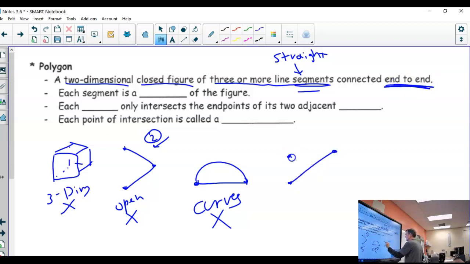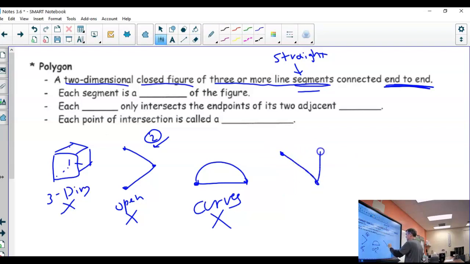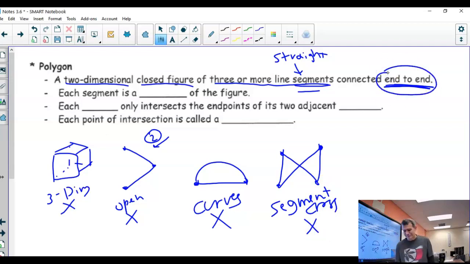So, for instance, this is not a polygon. I wish I hadn't drawn it quite like that. Let me try that one more time. I think what I meant to do was something like this. Not a polygon, because the segments cross. And they are only allowed to be connected end to end. So really what we have here is something like this, where all the segments are only connected at their endpoints.